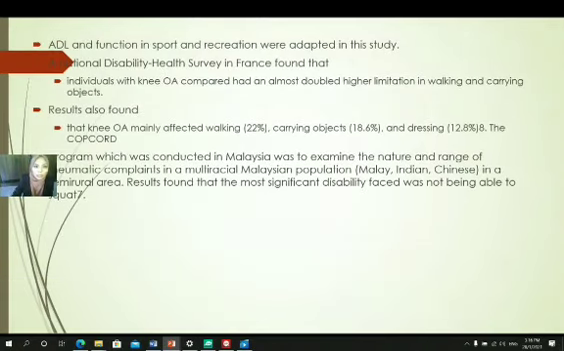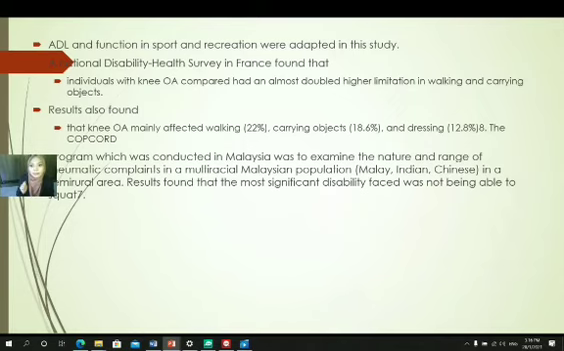Alright, so we go to the next slide. ADL and function in sport and recreation were adapted in this study. A national disability health survey in France found that individuals with knee OA were almost twice as limited in walking and carrying objects. The results also found that knee OA mainly affected walking at 22%, carrying objects at 18.6%, and dressing at 12.8%.